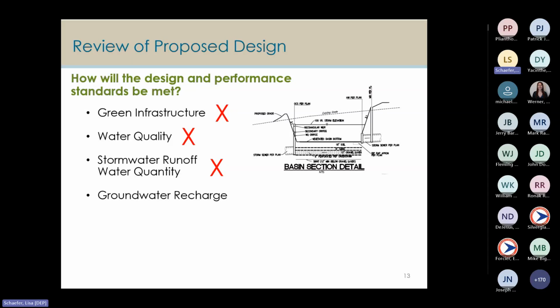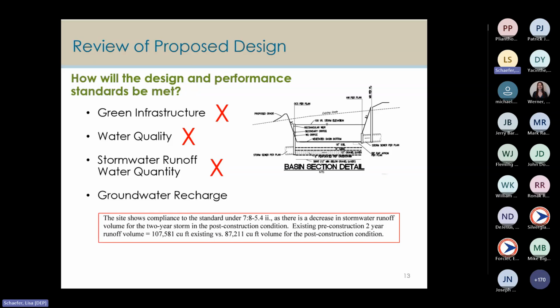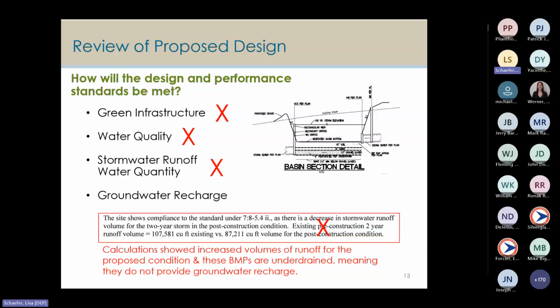So furthermore, the narrative of the stormwater report even stated that these underdrain basins are sufficient to address groundwater recharge, claiming the proposed 2-year hydrograph volume is less than the existing 2-year volume, all right, as shown in this excerpt I've put here in the red box. But the narrative is incorrect, as the report calculations themselves showed an increase in the volume of runoff by the proposed design. So once more, they don't demonstrate compliance. So we'll let them know that the project will have to be revised along with the narrative.